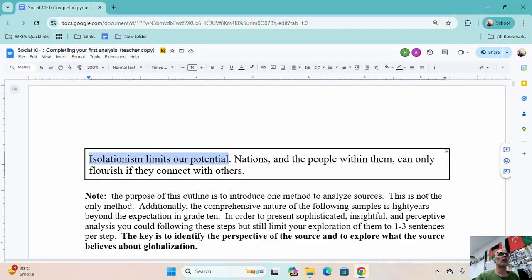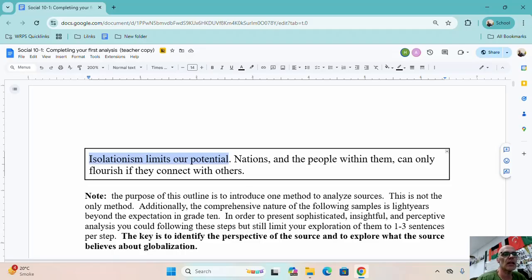So another layer of unpacking the source, beyond just adding evidence to continue the logic of proponents of the source, would be to take the claims of the source, the assumptions of the source, and to expose them from the lens of the perspective of opponents of the source. So opponents of the source would attack this claim from the source that isolationism always limits our potential by showing that there are times that isolationism is beneficial. During times of crisis, it might be more important to build walls than bridges.